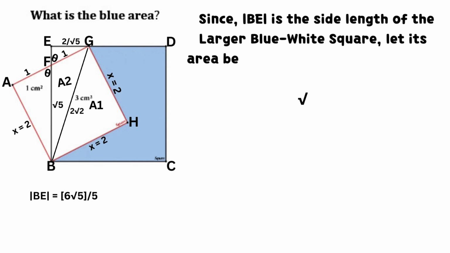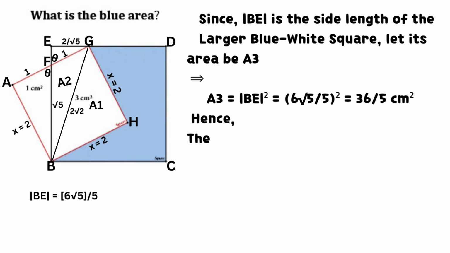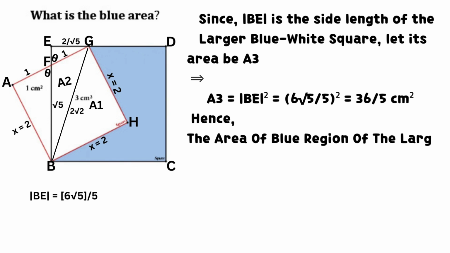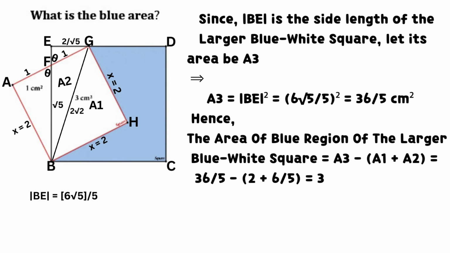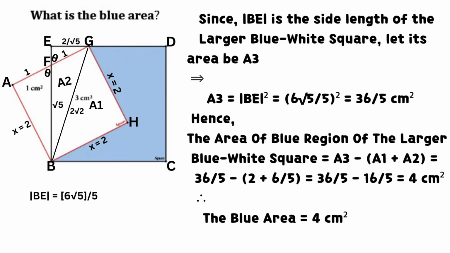Since line BE is the side length of the larger blue-white square, let its area be equal to A3. It implies that A3 equals the square of BE, which equals 36 divided by 5 square centimeters. Hence, the area of the blue region of the larger blue-white square equals A3 minus the sum of A1 and A2, which equals 36 divided by 5 minus 16 divided by 5. The result equals 4 square centimeters. Therefore, the blue area equals 4 square centimeters.